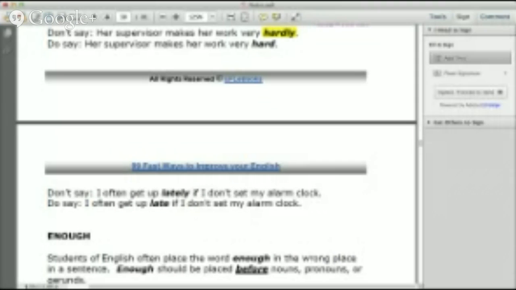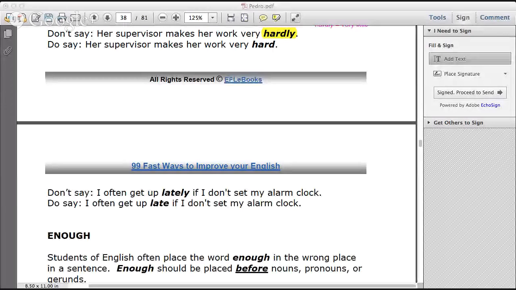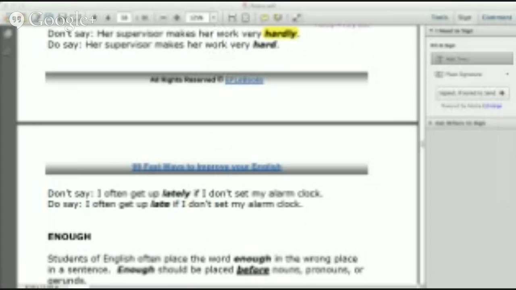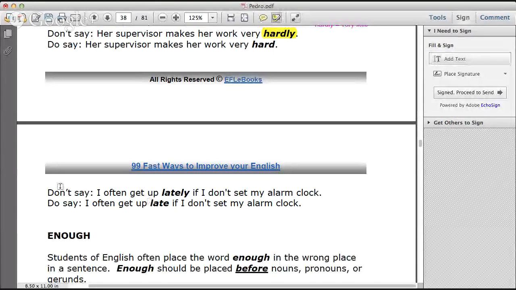Okay. Let's take a look at lately. Let's go to Ricardo. Let me have you read these two sentences here, what we shouldn't say and what we should say, please. Don't say, I often get up lately if I don't set my alarm clock. Do say, I often get up late if I don't set my alarm clock. Okay, very good. Now when we use lately, lately has a meaning of currently.